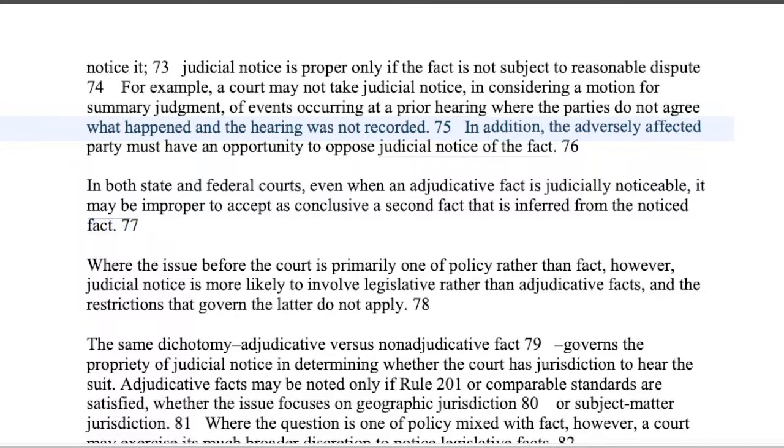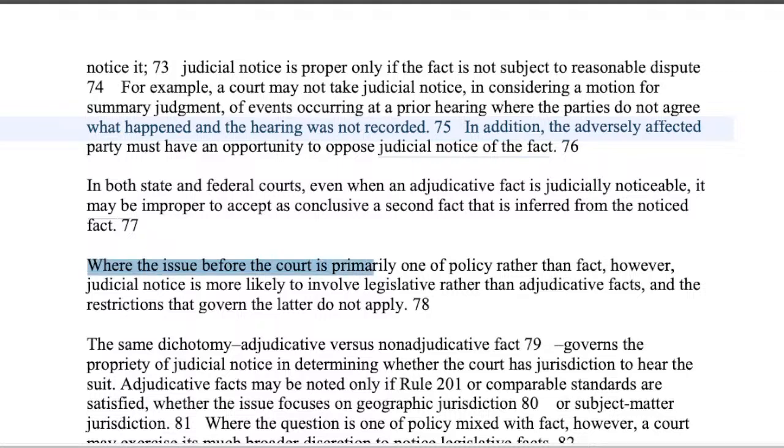Wow. So in both state and federal courts, even when an adjudicative fact is judicially noticeable, it may be improper to accept as conclusive a second fact that is inferred from the noticed fact. Okay, so they don't want to be inferring because, as we remember, it's not necessarily conclusive just because it's noticed. So to make a second fact as conclusive when the first one isn't necessarily just because it's noticed.